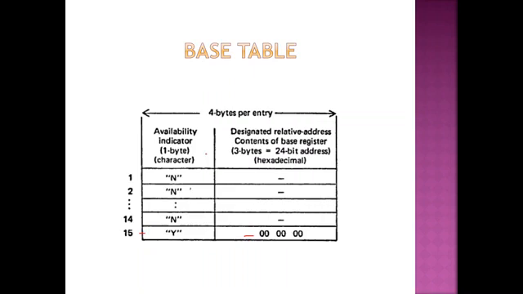So what is the structure of the table? It is going to use 4 bytes. 1 byte is going to say whether it is yes or no, so 15 is the yes. 15 is the base register. And what is the contents of that base register? To say what is the contents, you are going to use 3 bytes. That's it. This is going to be the structure of your base table.